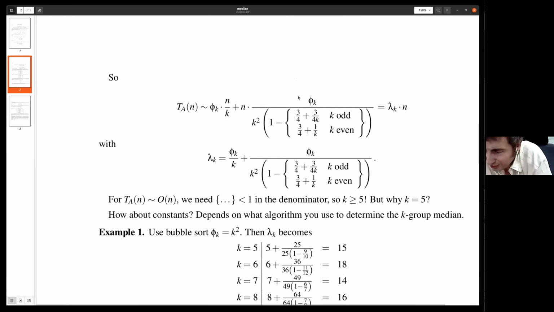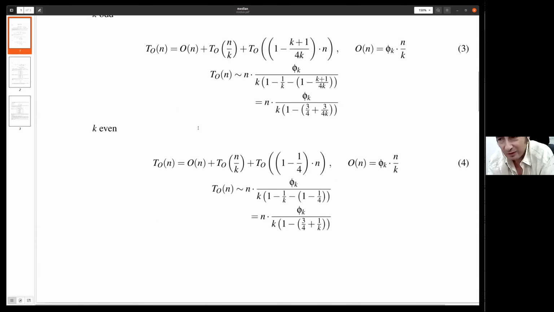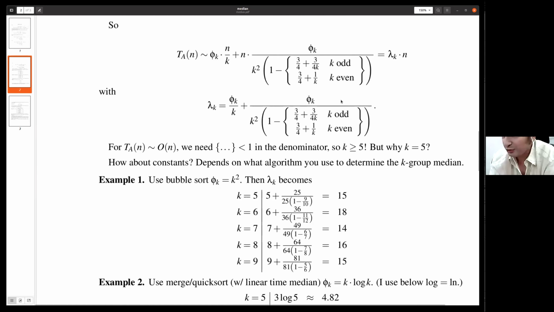Now, to return to the question of why 5. In order for this to be linear, you need this sum to be less than 1. The sum is 3/4 plus 3/4k when k is odd, and 3/4 plus 1/k when k is even. You see that the sum becomes a little bit larger when k is even because of this middle element problem. Now you put k equal to 3 and 4, and you see that this expression is precisely equal to 1, and it doesn't work.